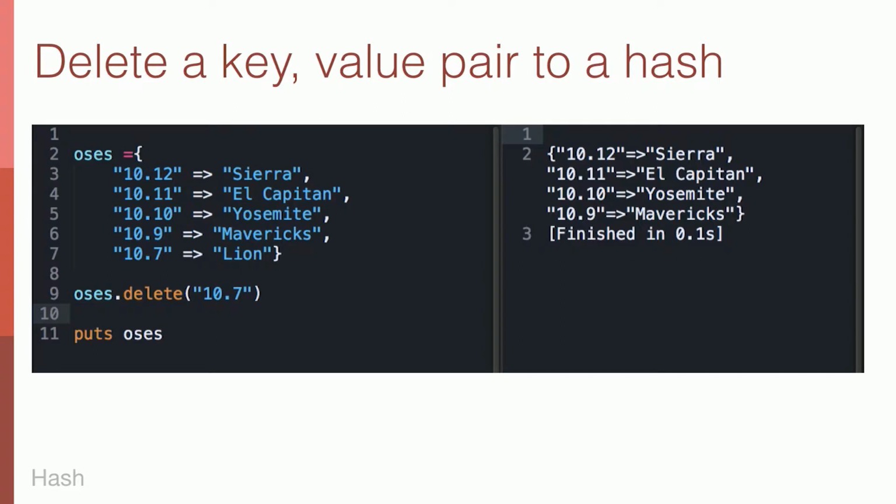If you want to delete it, you just give it the key name, and Ruby will take care of the value as well. It'll clean up after itself.